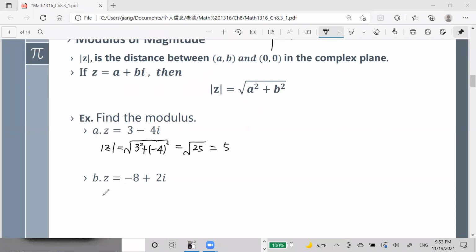And then what's the modulus for this z? Let me see why the color changed.